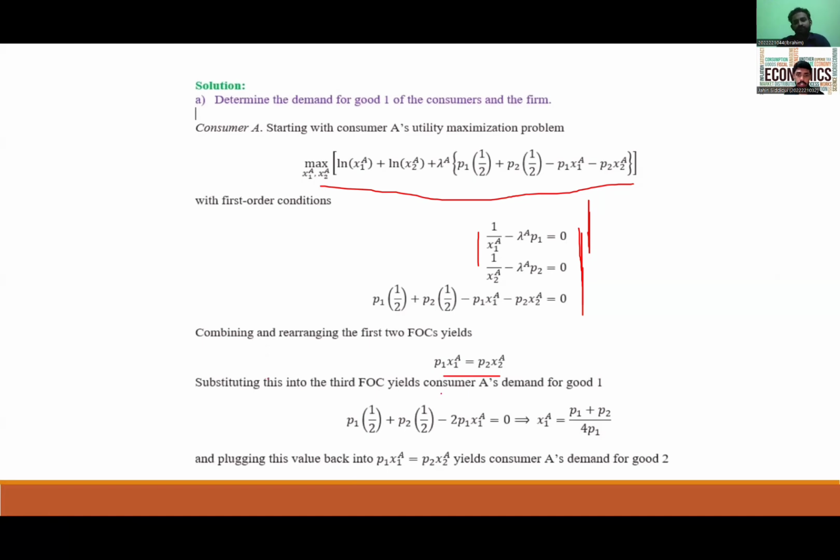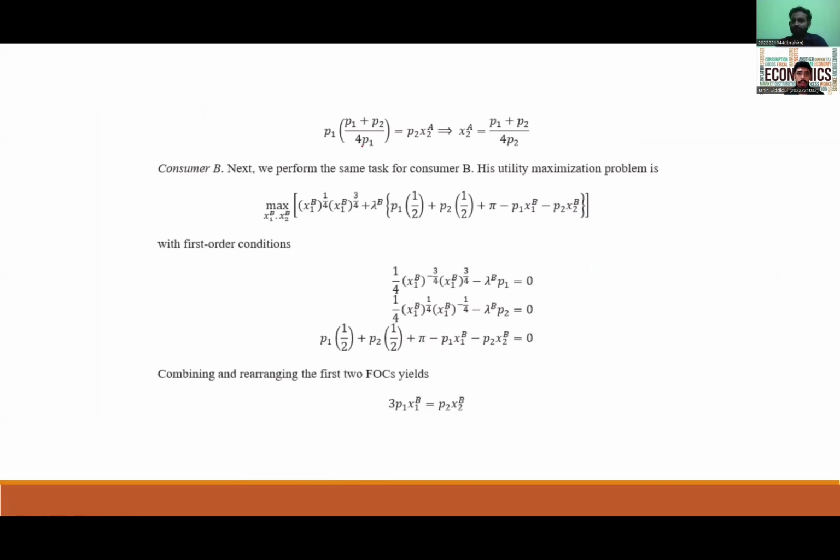Substituting this into the first order condition of consumer A, which is in this equation, we use P2 x2a is equal to P1 x1a, and we get this equation. After some rearranging and simple mathematics, we get x1a, which is consumer A's demand for good 1. Plugging this value into P1 x1a is equal to P2 x2a, we can get consumer A's demand for good 2. Here we have plugged the equation we derived earlier into this, so we get consumer A's demand for good 2.